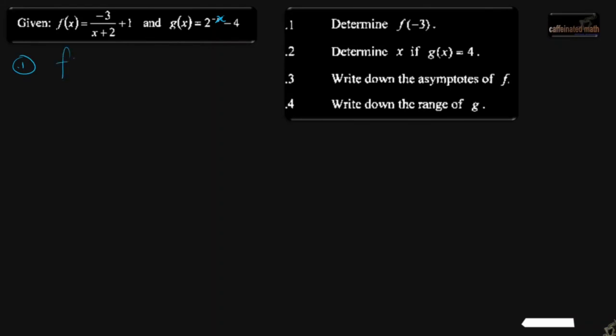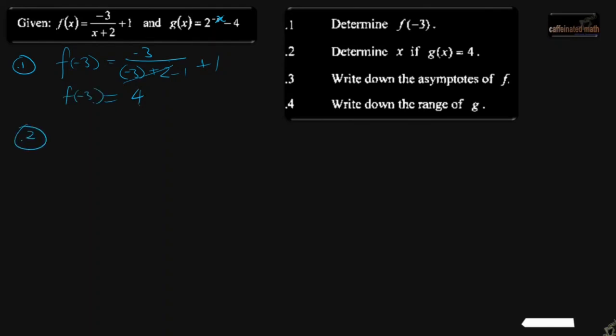So f of minus 3 is just equal to minus 3 over, well, minus 3 is the value we're asked to calculate, so minus 3 plus 2 is negative 1. So 3 plus 1 is equal to 4. So f of negative 3 is equal to 4.